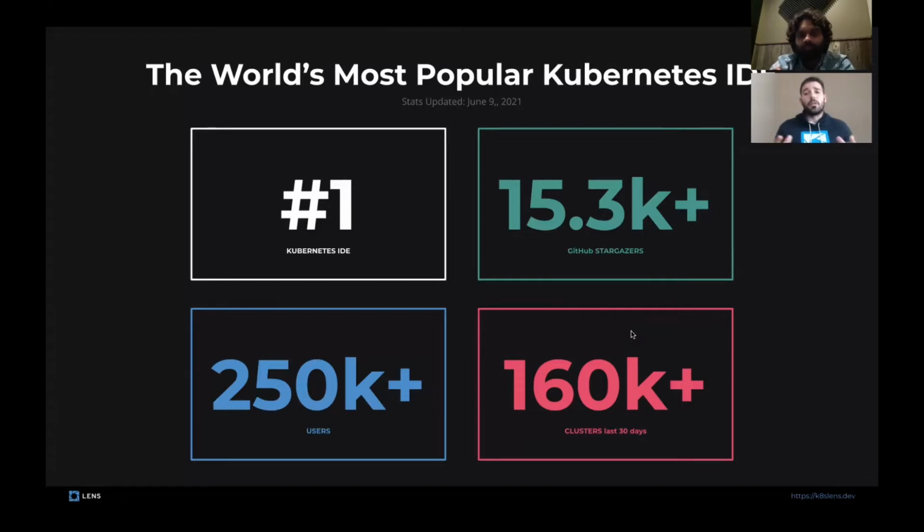Here on this screen, I like to always show this. And the reason I show this is I really want to thank our community here, the cloud native ecosystem in the community. We are the self-proclaimed most popular Kubernetes IDE, and we have some stats to back that up as well, right? So as of June 9th of this year, so this is somewhat outdated, about 2 months old, we have over 250,000 users currently and over 15,000 GitHub stargazers.